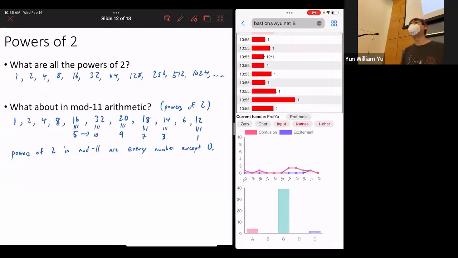But you have to be a little bit careful. You might be asking, well, that doesn't seem that interesting. If you're in modular arithmetic, you are constantly circling back around, which means that, of course, you're going to hit every number eventually, right?